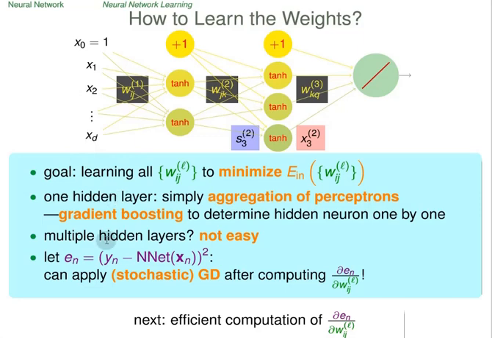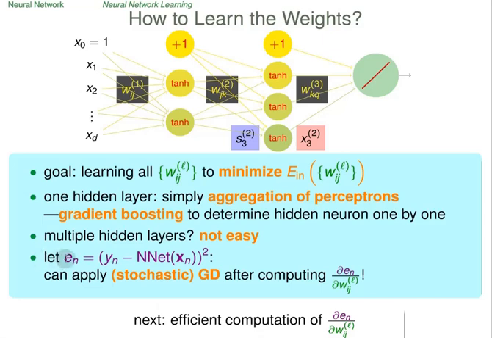If we consider a one hidden layer neural network, we could simply use the aggregation of perceptrons using a technique called gradient boosting, which will simply determine the optimal weight in each neuron one by one. What if we have multiple hidden layers with nonlinear transformations involved? Well, it's not going to be easy. We will discuss how we can minimize a selected in-sample error to obtain the learned weights. It will be a direct application of the gradient descent algorithm that computes the gradients of the in-sample error functions efficiently.